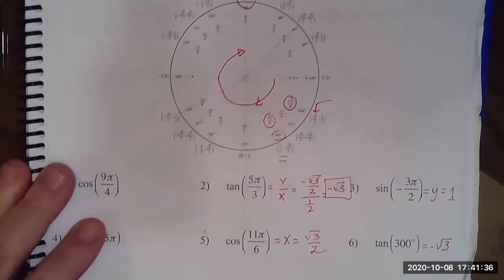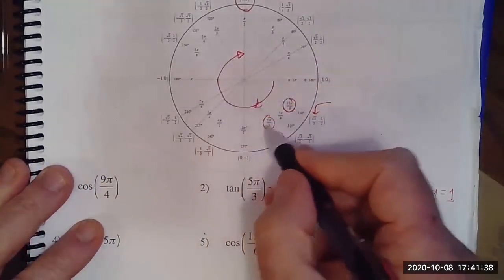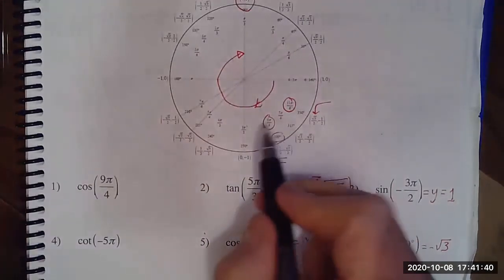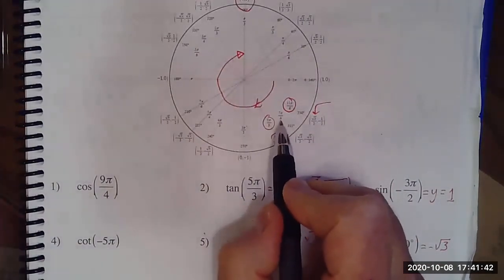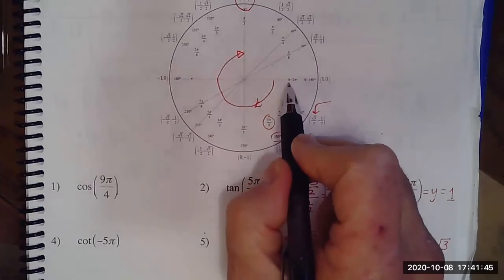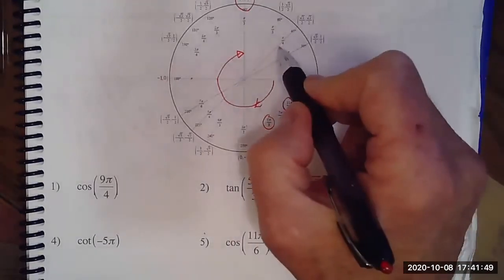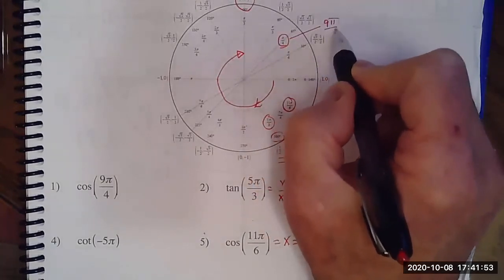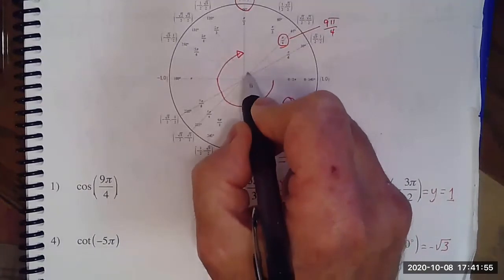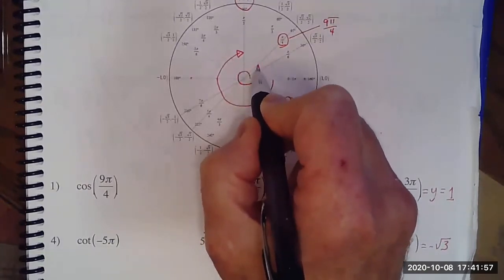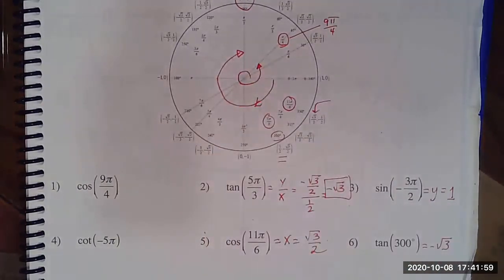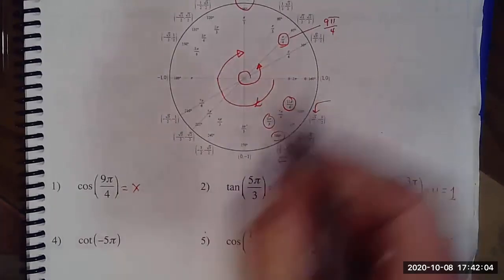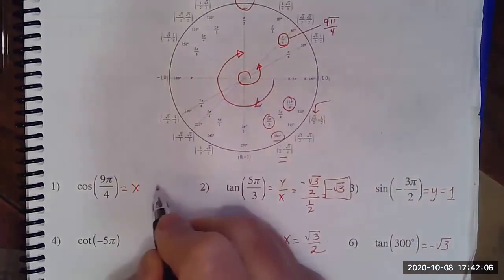Cosine of 9 pi over 4. So I'm going counterclockwise, 9 pi over 4. I'm looking over the 4s. There's 7 pi over 4. Right here is 8 pi over 4, which is the same as 2 pi. So right here is the same as 9 pi over 4. What I did is I went around and stopped right there. Since it's cosine, I'm looking for the x. The x is positive root 2 over 2.